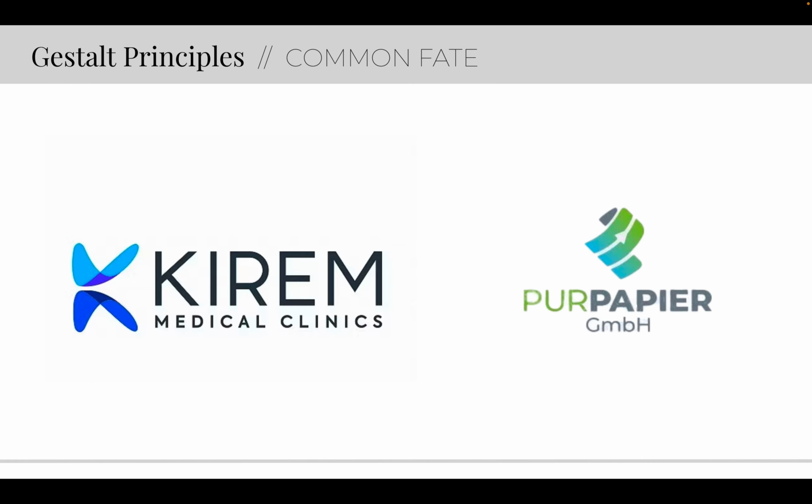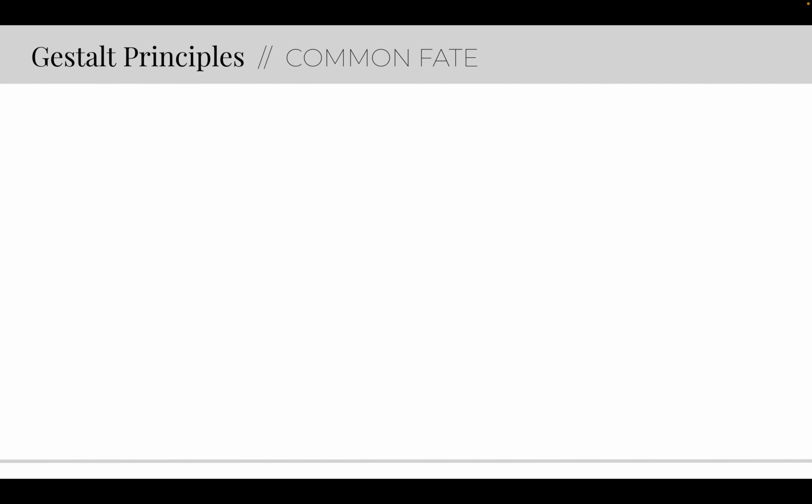Common fate can also be useful in establishing 3D forms. So, for instance, in the Pure Paper logo, the larger shape is moving in one direction and the overlapped gray shape that's curving the opposite direction imply that they belong to separate groups of background and foreground.